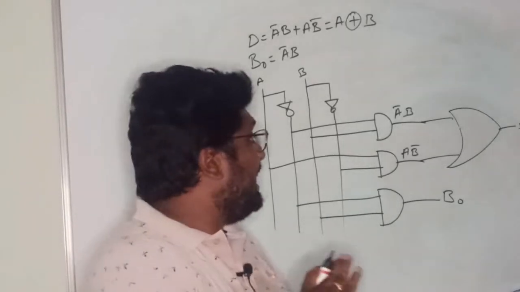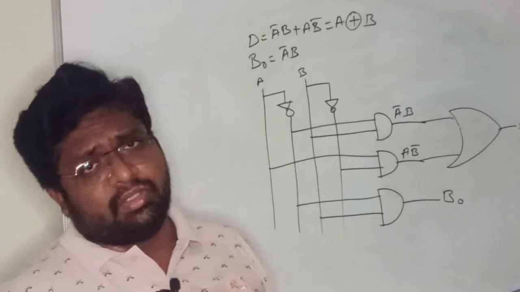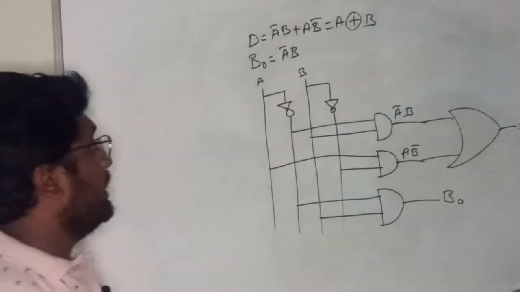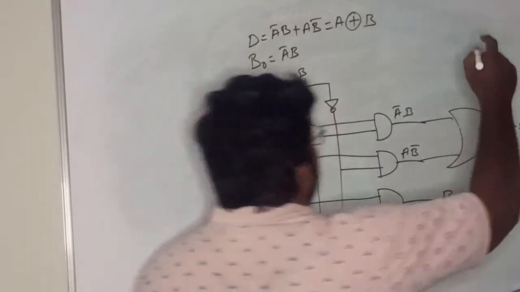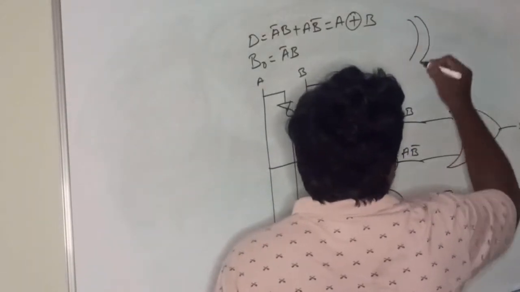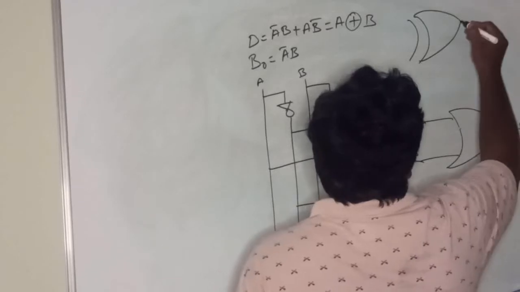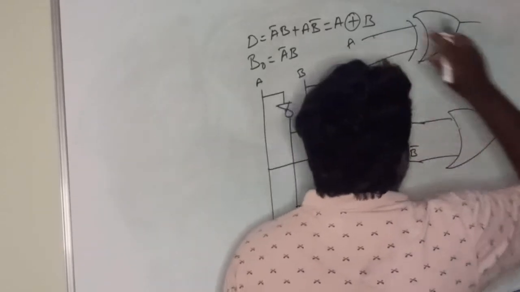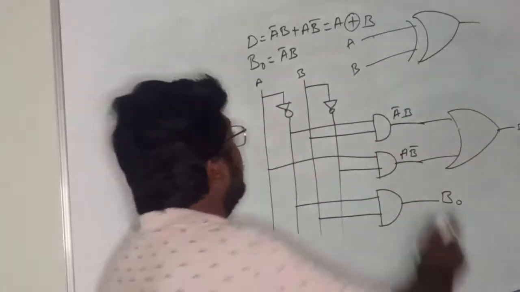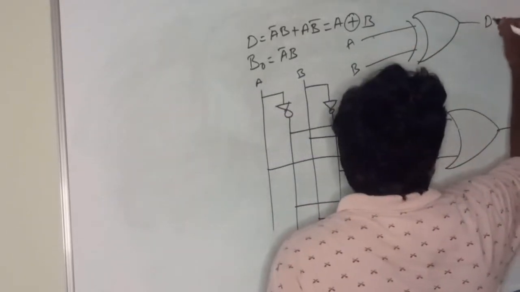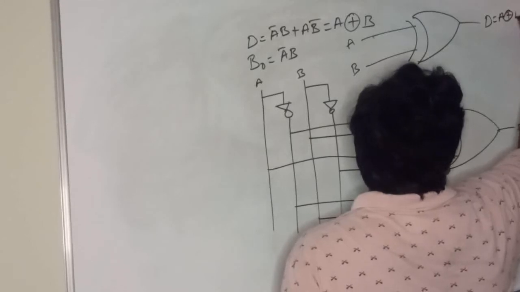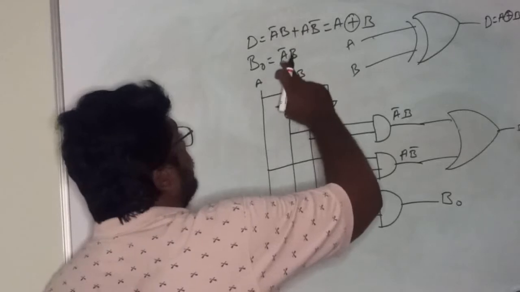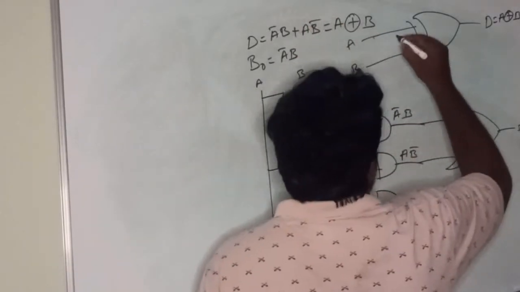Now let us see the same circuit by using the XOR operation. So the half subtractor by using XOR will be represented like this. Here I am having two inputs, A and B. So I will be getting the difference D equals A XOR B, and the borrow B naught equals A complement into B.